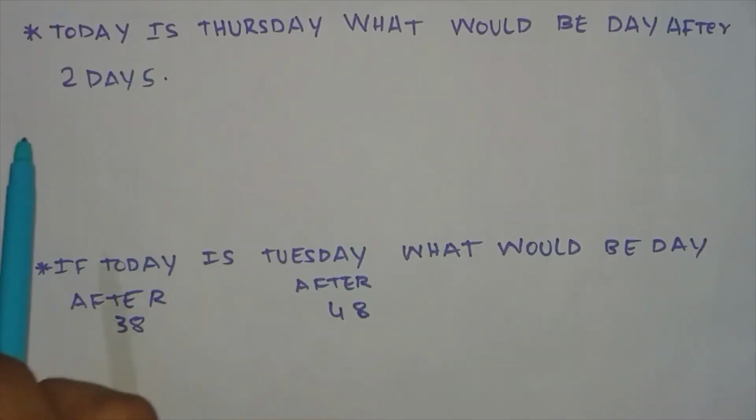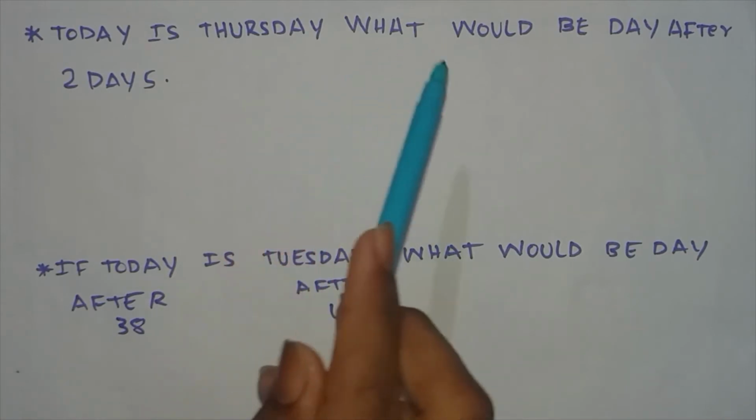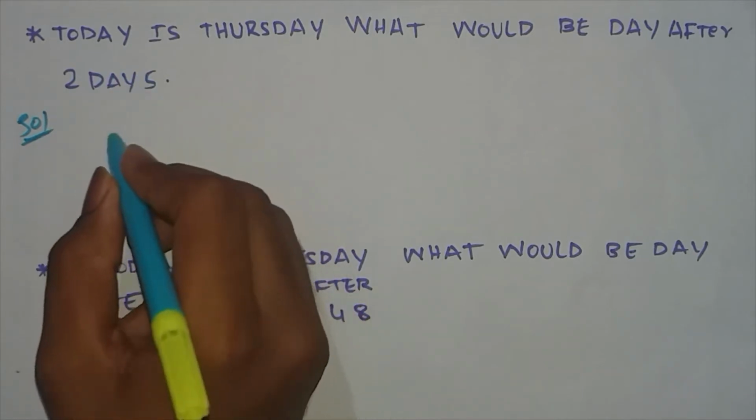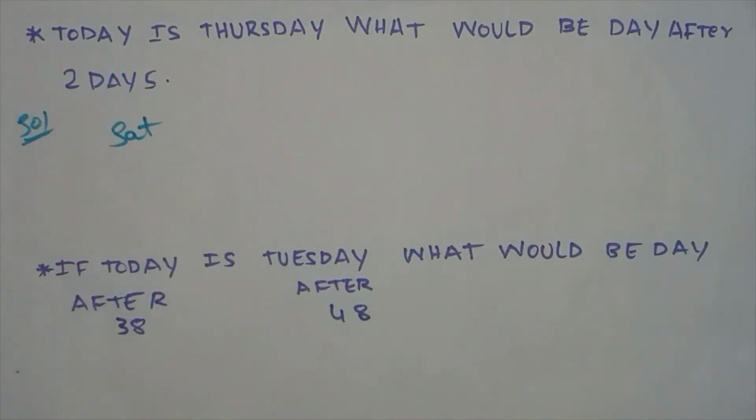This is the given question: Today is Thursday. What would be the day after 2 days? You will directly tell it is Saturday, because after Thursday we add 2 days, which gives Saturday. It is a simple question; you are asked only to add 2 days, which you will find easily. But in competitive exams they will ask what day it is after 101 days, after 210 days, after 1000 days. We will solve those in the next questions.